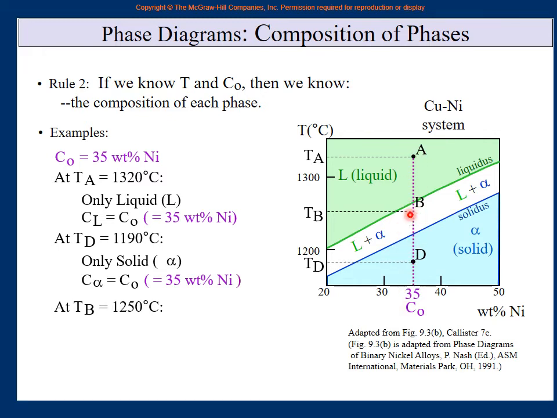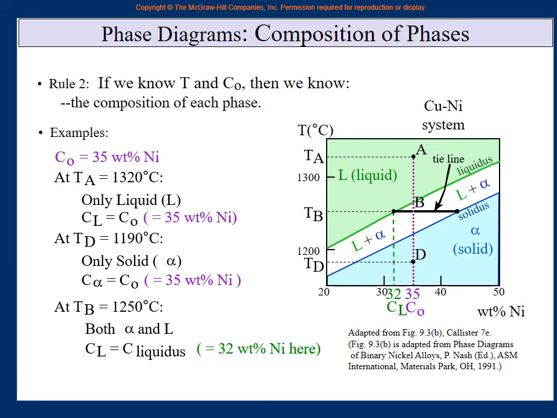But if there are two phases here, then we have to draw a tie line so that we cut the liquid phase and we cut the solid phase. So that is what will be done. There will be both alpha and liquid, and to find it, we will have to have the tie line. So now we have the tie line, we will have to draw a vertical line here to find the composition of the liquid phase. We will have to draw a vertical line here to find the composition of the solid phase, right? So that is what interactively is being done.